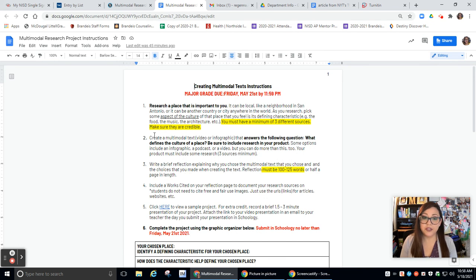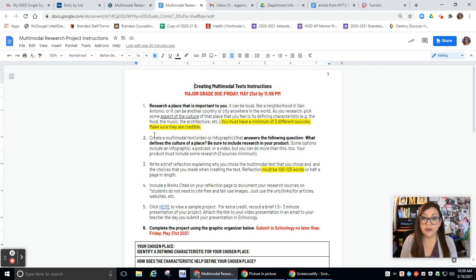Okay, so you're going to create a multimodal text via a video or an infographic of some sort. If you want to do a podcast, that's fine too. But your research question is, what defines the culture of a place? So if you're talking about Walt Disney World, then I would need to figure out what makes Walt Disney World the most magical place on earth, okay? Which I'm happy to do. And there's tons of different pieces that have been published on that place for my choice.